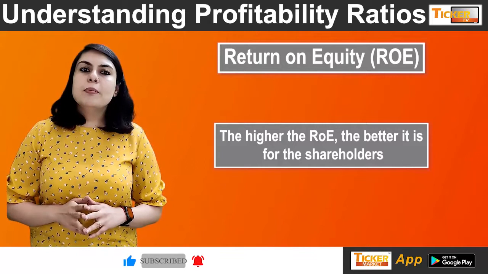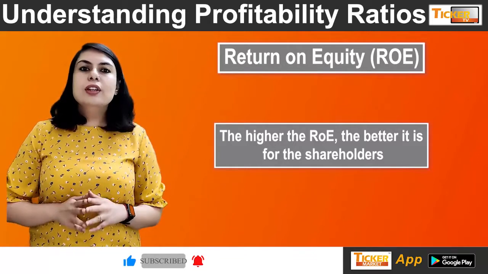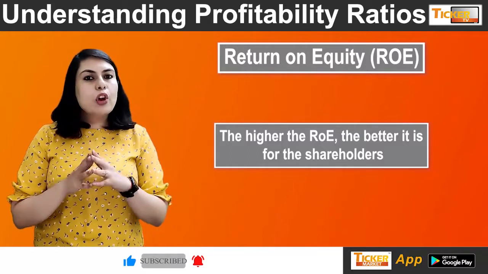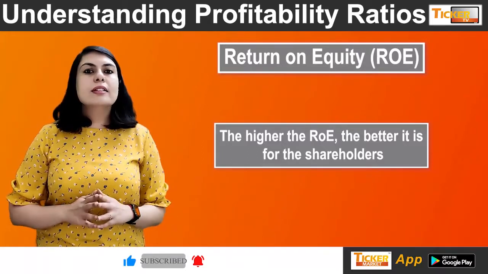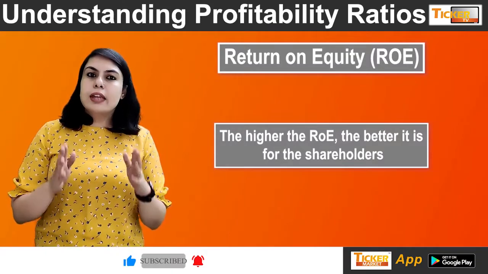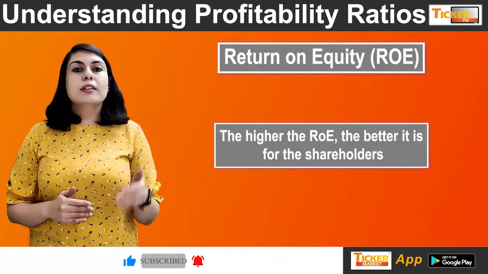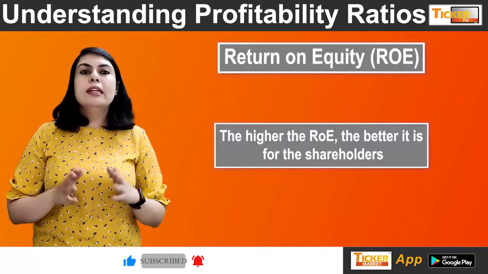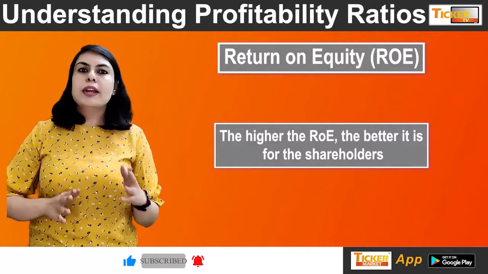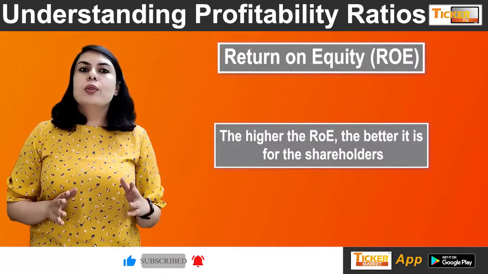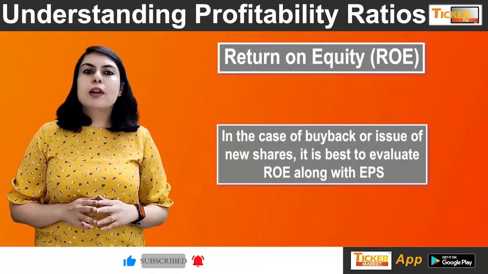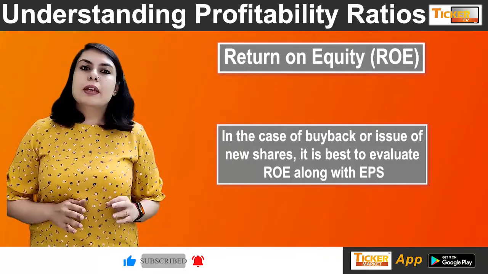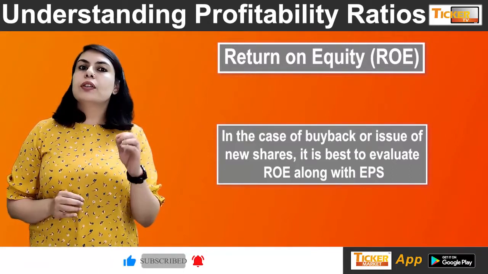Sometimes the ROE can be a misleading figure. ROE can increase with a reduction in shareholders' equity. If ROE increases due to a drop in equity, which ultimately results in an increase in the debt the company takes, it will expose the company to a greater risk. For example, a company may buy back its shares, which may increase ROE. Thus, investors need to exercise caution while using the ROE ratio. In the case of a buyback or issue of new shares, it is best to evaluate ROE along with EPS, which can give you a clearer picture of the earnings from equity.